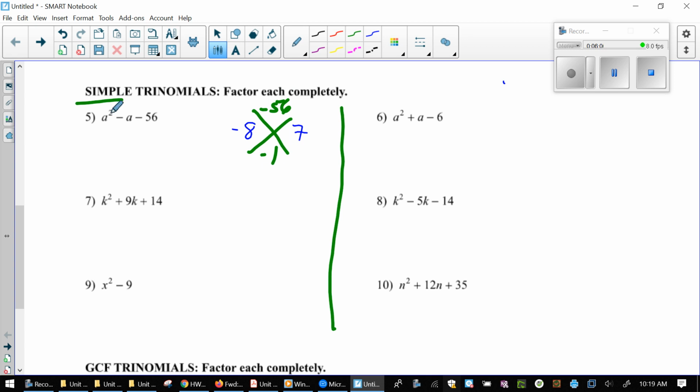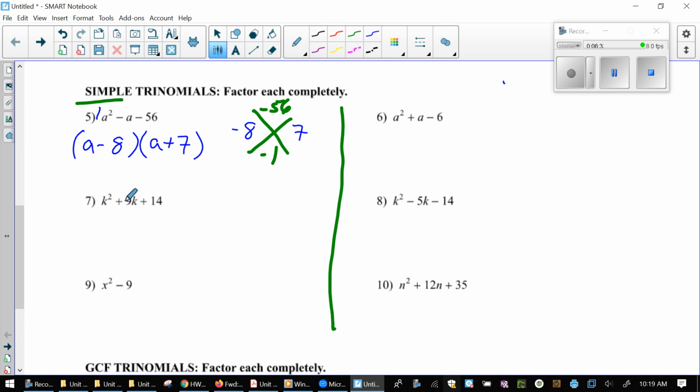Now again, this is simple because this coefficient is 1 right there, boom. And because that's 1, I know that my factors have to have an a times an a. That's what makes these simple. And whatever values we have here, those are going to go straight into our binomials, and boom, we are done. If you want to pause it, go ahead. You can start with number 6. You can do all 3 of those.